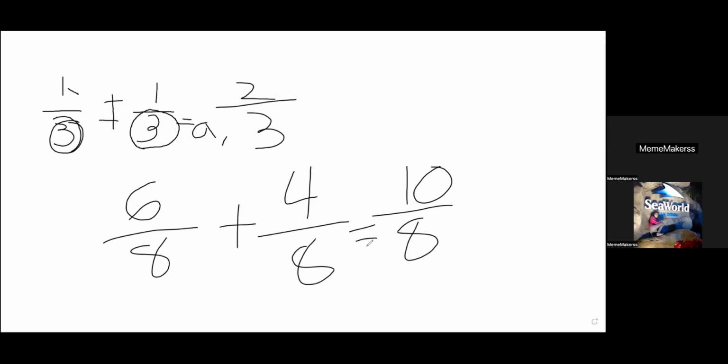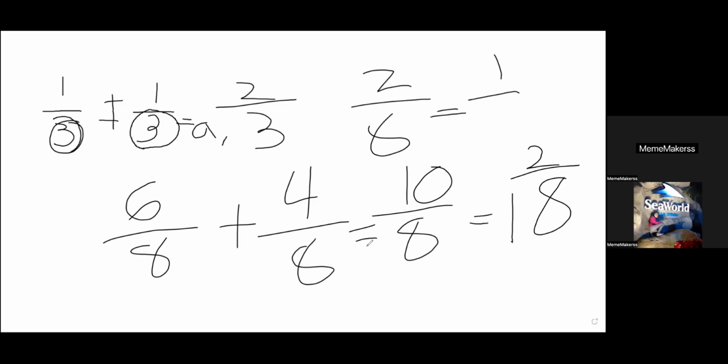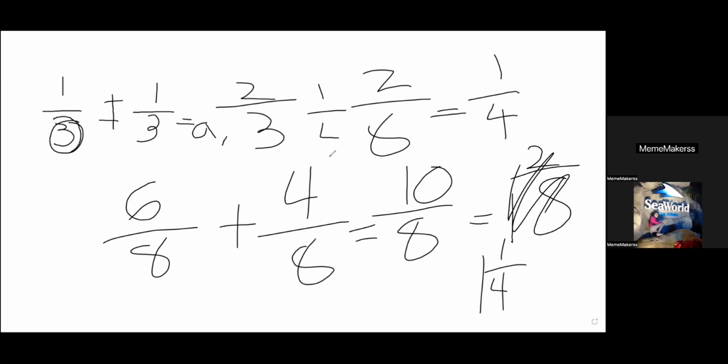So 8, as we can see, can go into 10 one time with a remainder of 2, and the denominator stays 8. But this is not in simplest form yet, because 2/8 is equal to 1/4, and how I figured that out is 2 divided by 2 equals 1, and 8 divided by 2 equals 4. So actually this would be 1 and 1/4. More explanation on simplifying fractions in another video, but just a quick refresher for you guys. Anyways, let's get started with the first question.